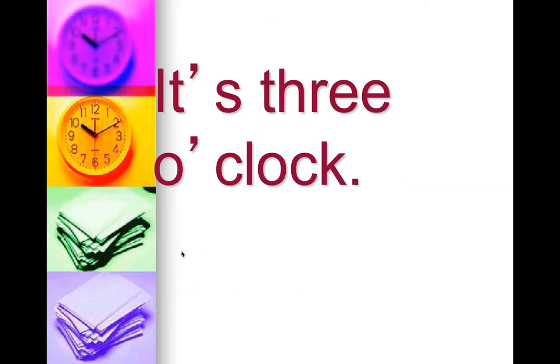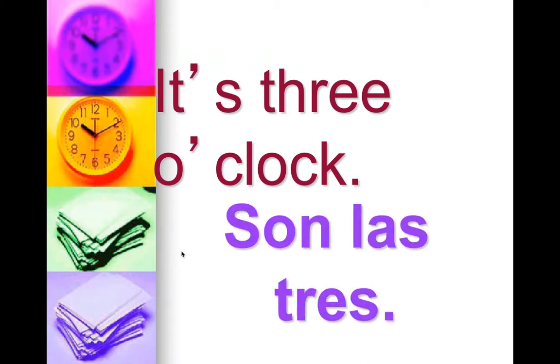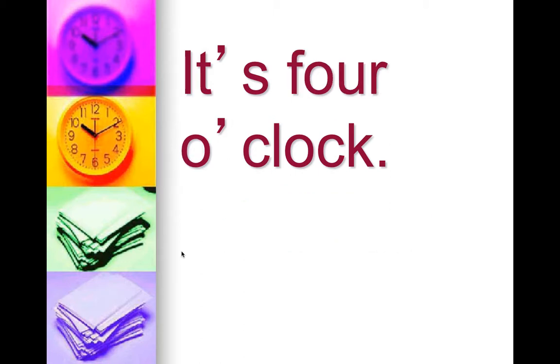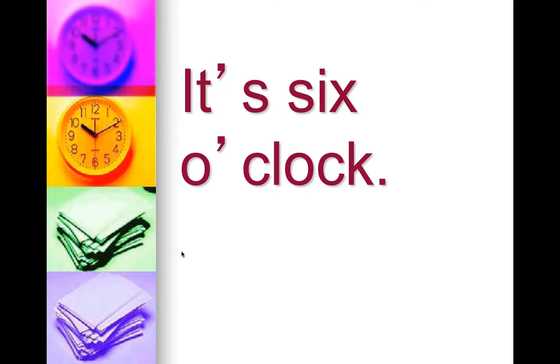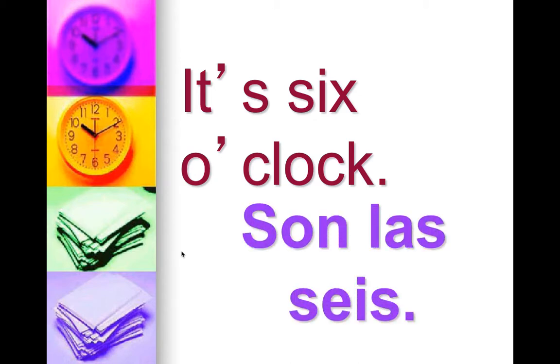Vamos a practicar ahora. Now we're going to practice. ¿Cómo se dice? It's 3 o'clock. Muy bien, fantástico. Son las 3. It's 4 o'clock. ¿Cómo se dice en español? Muy bien, son las 4. It's 6 o'clock. Muy bien, fantástico. Son las 6.